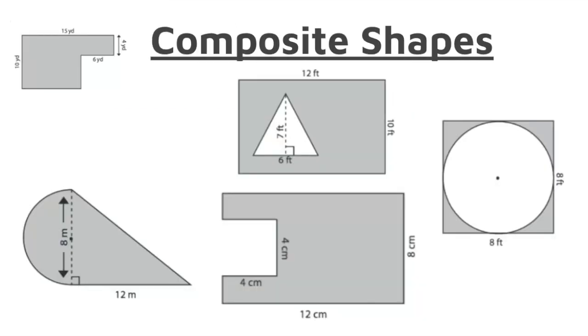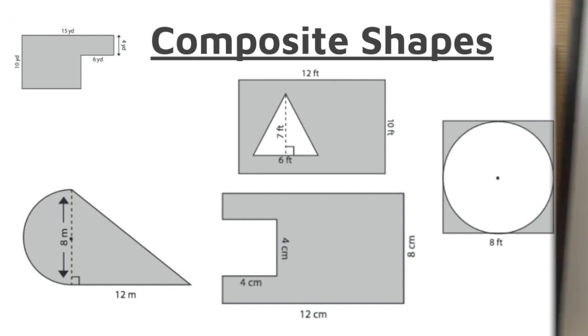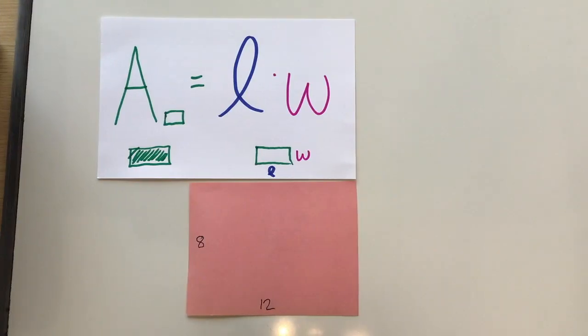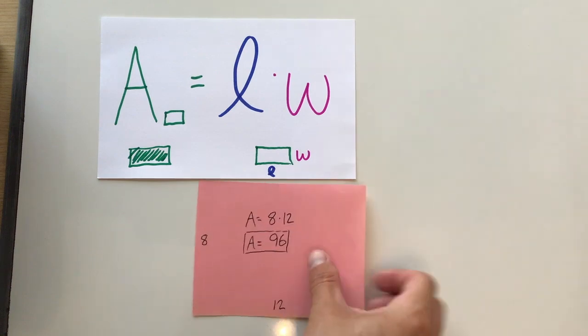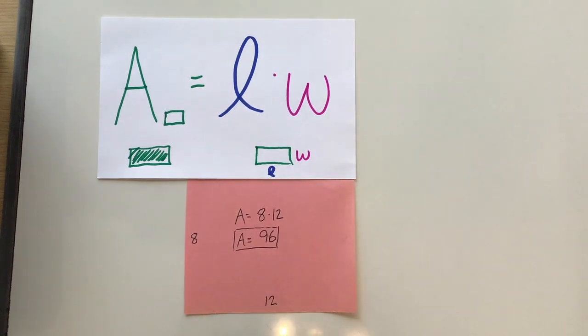These are called composite shapes, when I can combine a triangle with a semicircle or two rectangles, or I could take away a shape from another shape. So we're gonna see how to use area to compute composite shapes. In third grade, we learned that area is two-dimensional space, and area is multiplication. In a rectangle, the area of a shape is its length times its width.